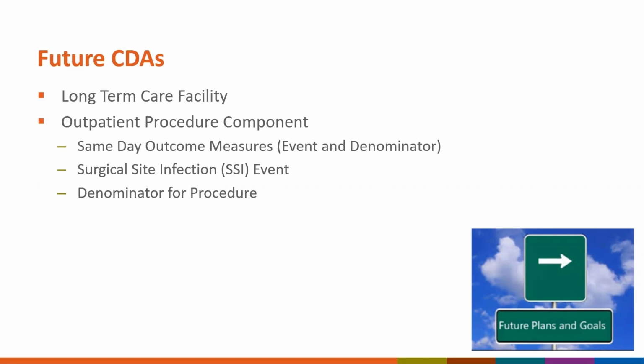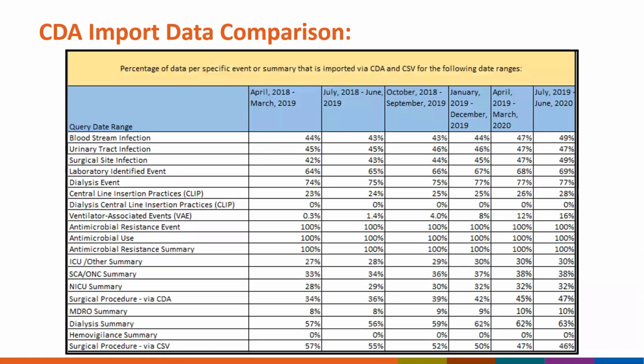And the OPC will include an event and denominator for same-day outcome measures, a new SSI event, and a new denominator for procedure. Next slide. This slide covers a display of percentages of CDA imports versus manual entry and CSV imports, CSV for procedures. The year date range selected is to include completed quarterly CMS reporting. And you can take a note here of the increase in CDA submissions. Next slide.